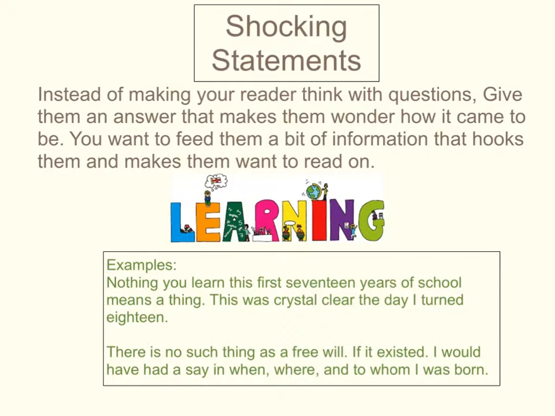Another example: There is no such thing as free will. If it existed, I would have had a say in when, where, and to whom I was born. So this writer sounds like he or she is not happy with where they grew up, when they grew up, and whom they were born to. So it makes me, as the reader, want to read on and find out what happened in this person's life.